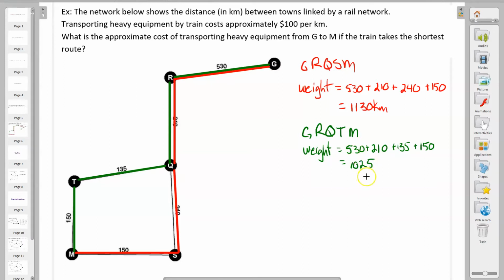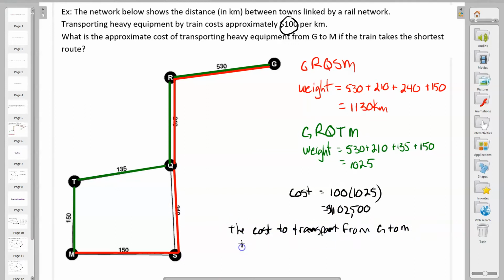We've been asked for the approximate cost following the shortest route, so we look at both of these and we determine that the GRQ-TM route is 5 kilometers shorter. Our total cost then, since we've been told it costs $100 per kilometer, it's going to be $100 times 1,025, or $102,500. We'd summarize to say the cost to transport from G to M is $102,500.